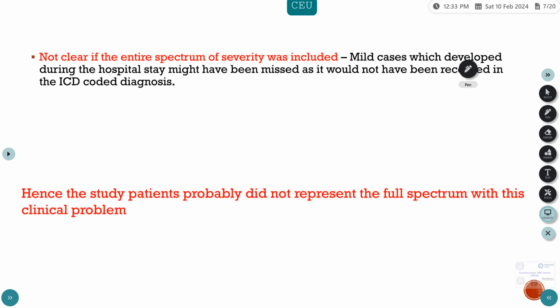So considering our hospital, if a patient had presented with some other problem and developed a minor episode of hemoptysis in the ward which was not very significant according to the treating physician, it might not have come in the ICD coded discharge summary. Probably those mild cases would also have been excluded when they took the cases. So hence the study patients probably did not represent the full spectrum of this clinical problem, is what I thought.